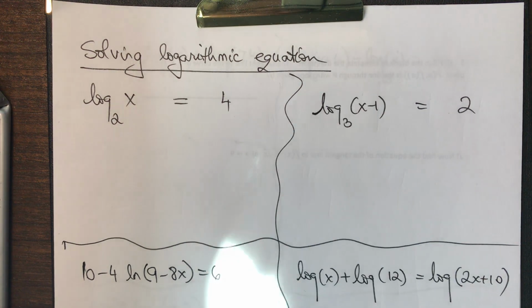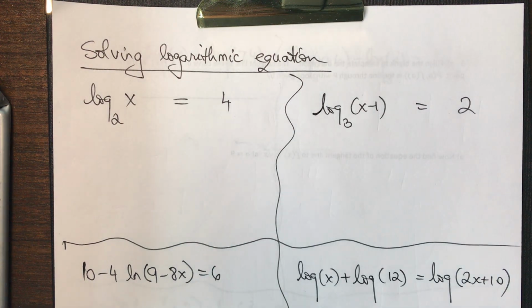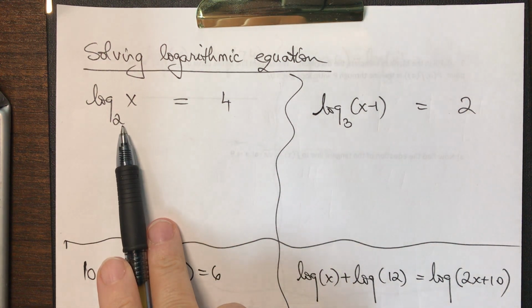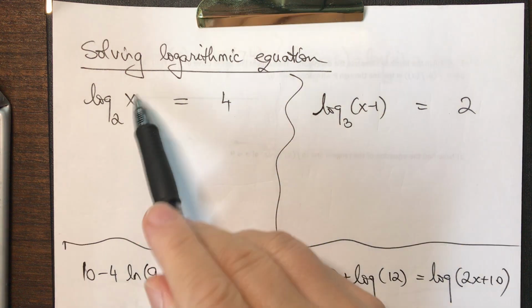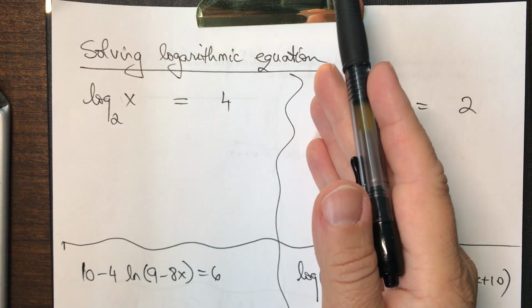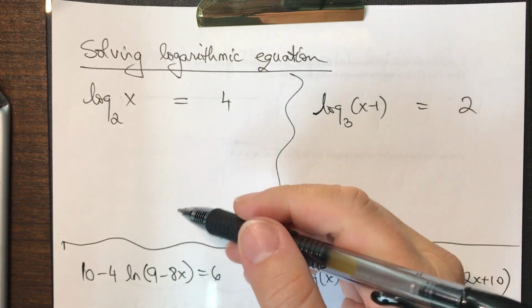All right, class, let's continue with solving logarithmic equations. So we're going to start simple again, and this is a very basic logarithmic equation. So we need to get to x. Of course, as we did with exponential equations, we have two options.